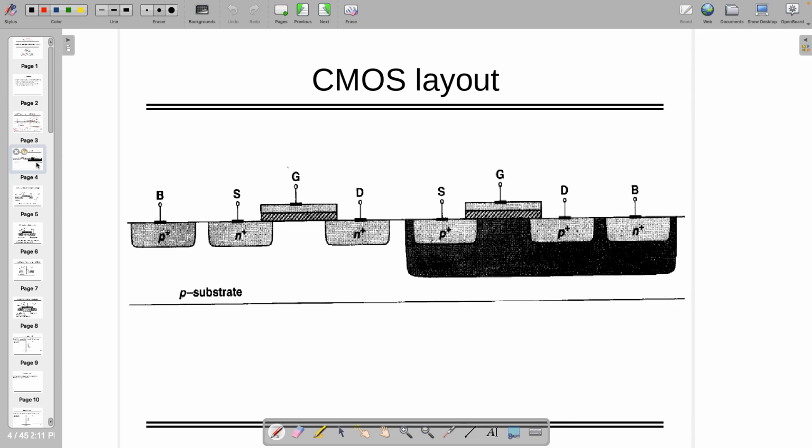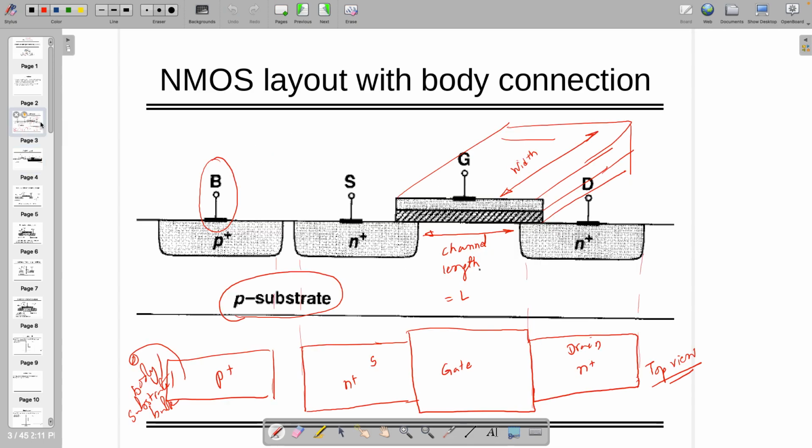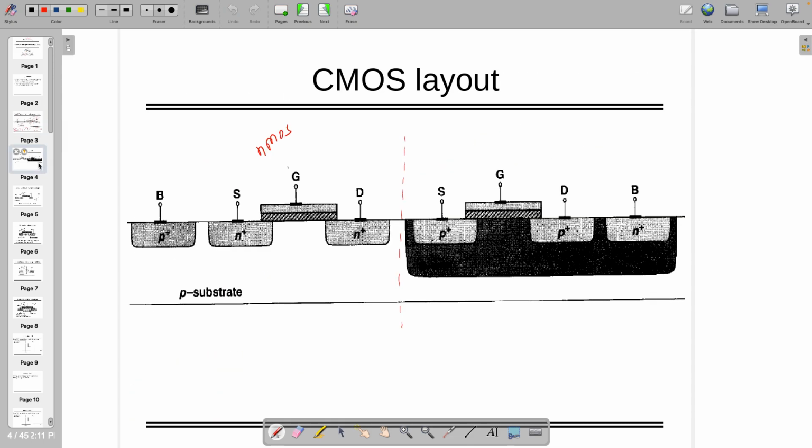Looking into CMOS layout, which is a combination of NMOS and PMOS both together, then looking into one side, this is NMOS, which is exactly what we have drawn over here. But for PMOS, you need one N-well over here. So N-well, because we need to make one body over here. So N-well, and then N plus, and this is the body of PMOS, and this is the body of NMOS.